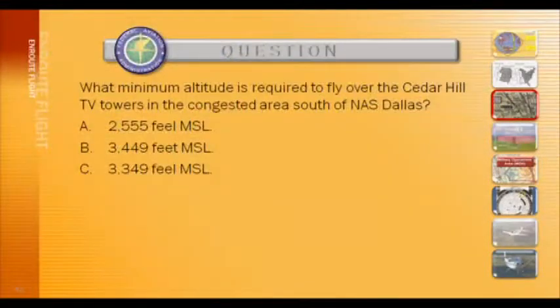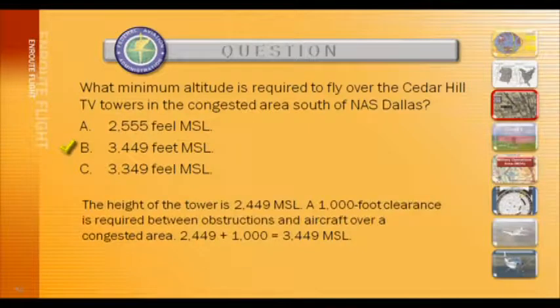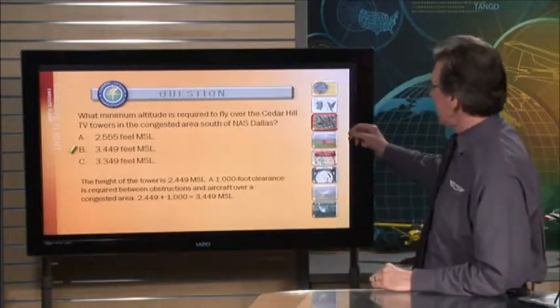Now, if we go back to our question, the correct answer would be 3449 feet MSL. You get there by this explanation. The height of the tower is the 2449 MSL we saw on the chart. A 1,000-foot clearance is required between obstructions and aircraft over a congested area. So you take the 2449 plus the 1,000-foot clearance equals the 3449 MSL that we arrived at. Got it? Okay. Moving on to a new topic.